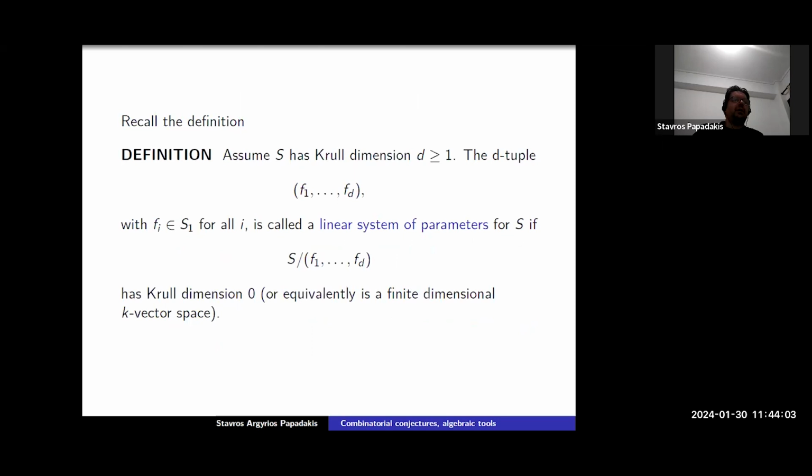Now we recall the important definition that if S has positive Krull dimension, there is the notion of a linear system of parameters, as written on the slide, where the number of parameters equals the Krull dimension d. Since k is an infinite field by assumption, such a linear system of parameters always exists.